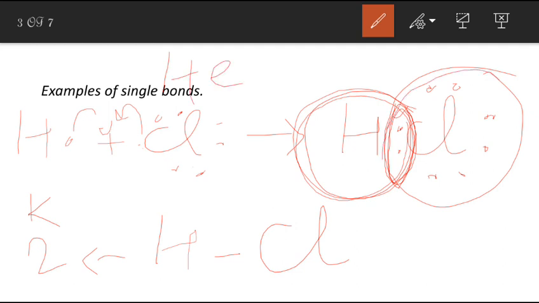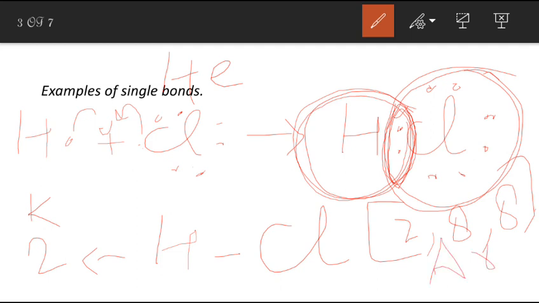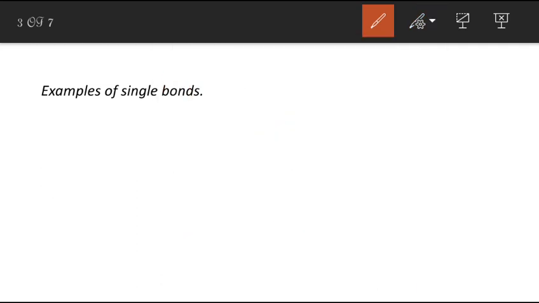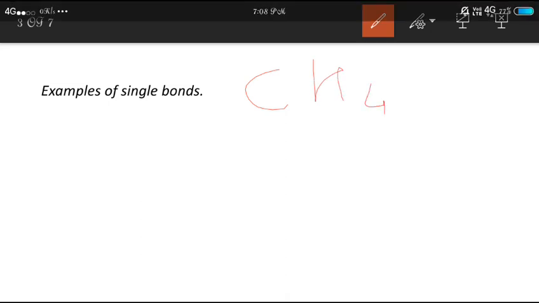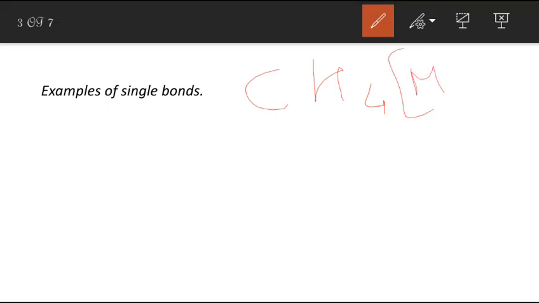And in chlorine, by the addition of this one electron, its electronic configuration will become 2, 8, 8, because it shares an electron with the hydrogen atom, and this is the electronic configuration of argon. Both the atoms will become stable. This was the third example. The last example is the formation of CH4. So CH4, its name is methane.